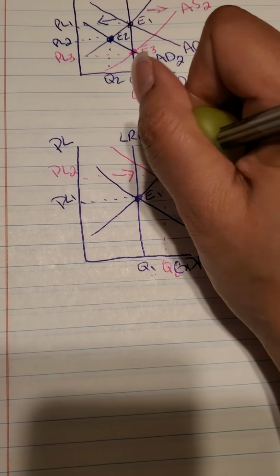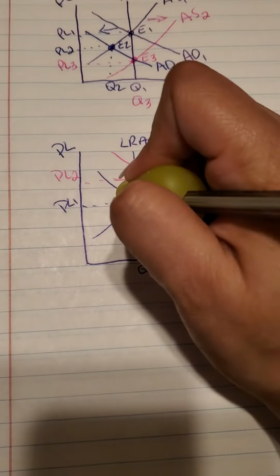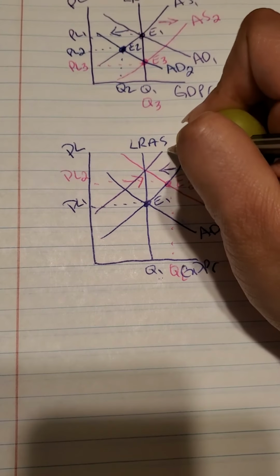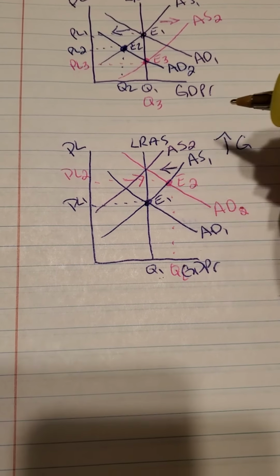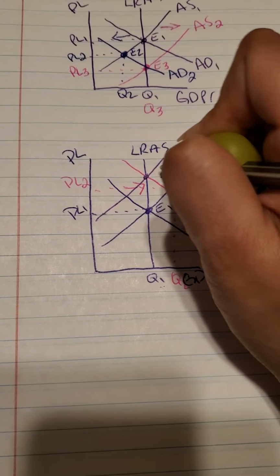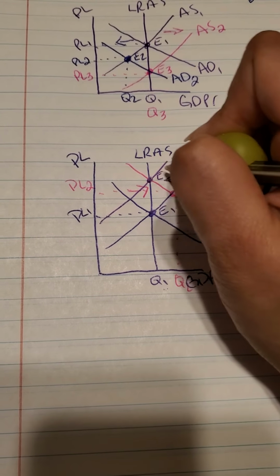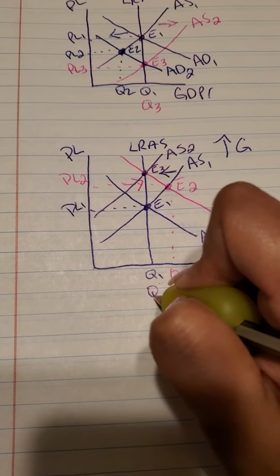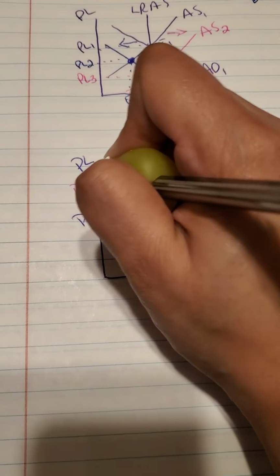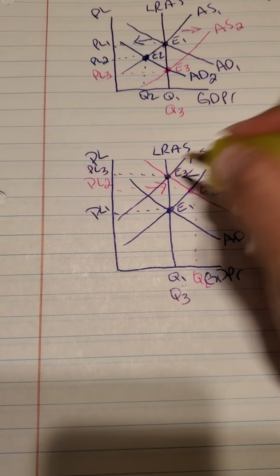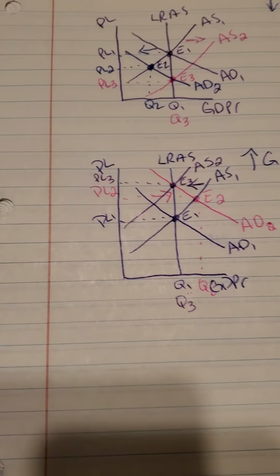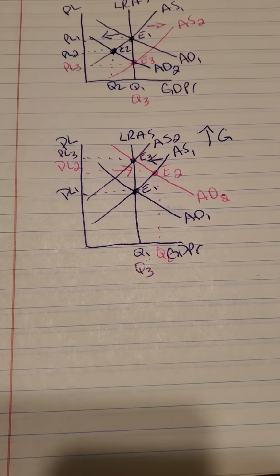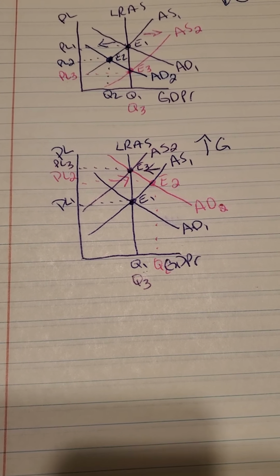So we draw our arrow to the left. Draw a new curve, aggregate supply 2, short run aggregate supply. Label our new equilibrium, our new quantity, and our new price level. So we go back to full employment, but at a higher price level. So always in the long run, we're going to go back to full employment. Okay?